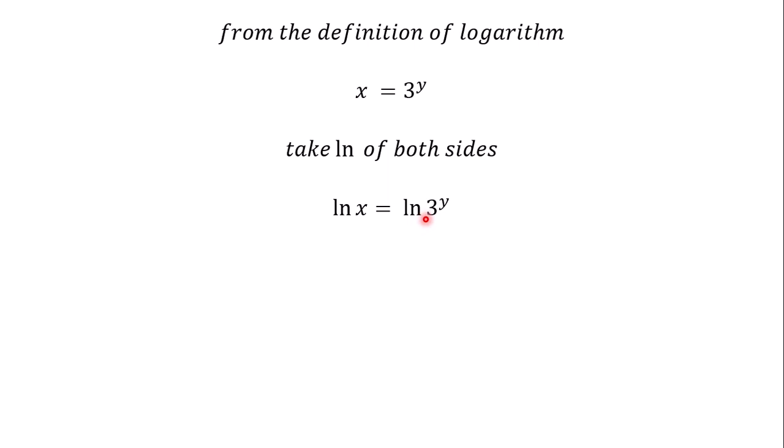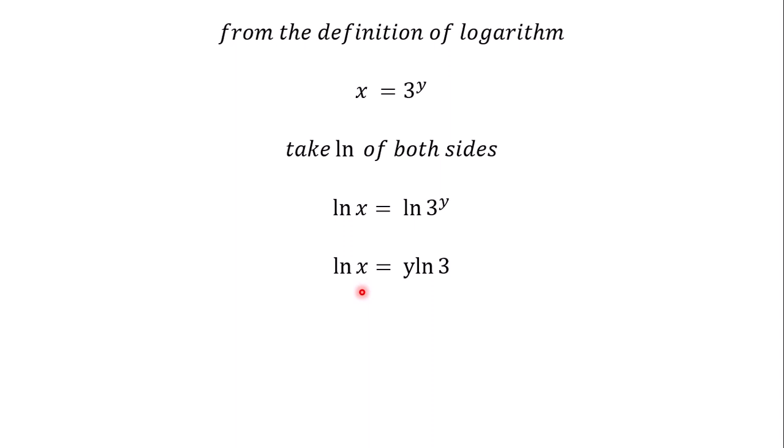Now this one, from the law of logarithm, that is the law of exponent, states that log a to the power b can be written as b multiplied by log a. So applying this law, ln 3 to the power y can be written as y ln 3. So we are going to get ln x will be equal to y ln 3.